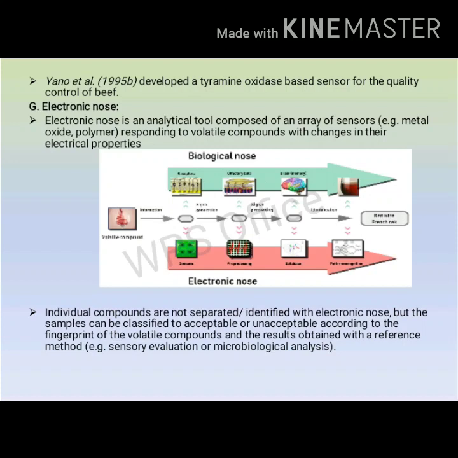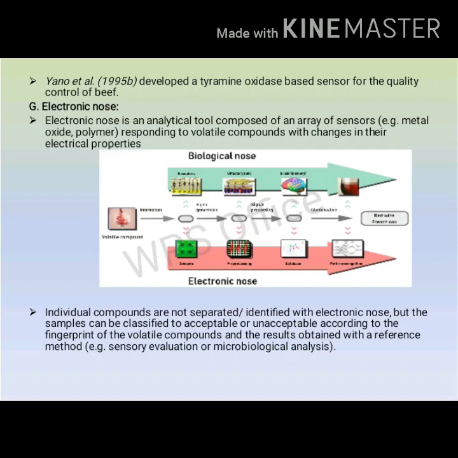In this figure, it shows a comparison between a biological nose and an electronic nose. The biological nose consists of receptors, olfactory bulbs, and brain. However, the electronic nose consists of sensors, preprocessing chambers, database, and pattern recognition system. In the electronic nose, there is an interaction between volatile compounds and sensors, and the sensors help to generate information and transfer it to the preprocessing chamber. Further, the preprocessing chamber helps to process those signals into the database system.